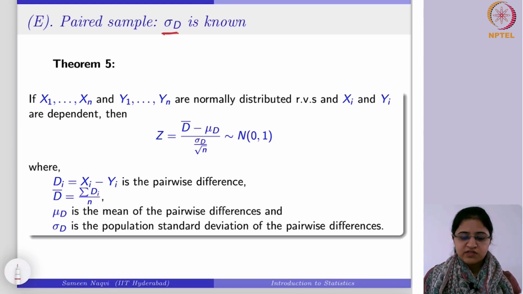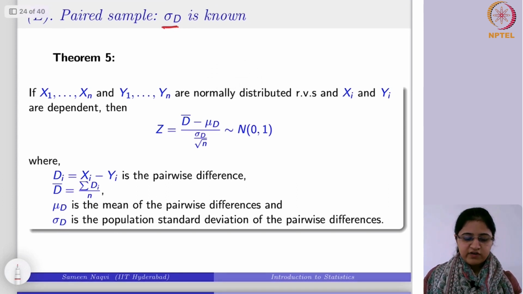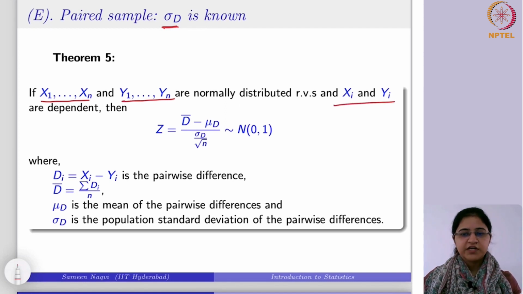And what is this d suffix? Let us try to see. If you have xi's and yi's, these are normally distributed, and xi's and yi's are dependent. Then you can calculate di's. Di's will be basically your xi minus yi.